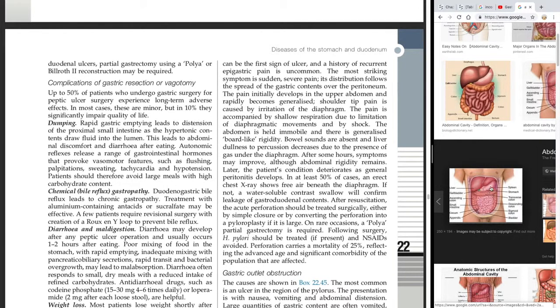So when your gastric contents come out from your stomach, it spreads all over your abdomen, and it can also irritate your diaphragm. Because the nerve supplying the diaphragm shares the same root as the nerve supplying the dermatome of your shoulder tip, the skin on your shoulder tip, when you have irritation of the diaphragm caused by the gastric contents, it will cause shoulder tip pain as well. It is known as referred pain.